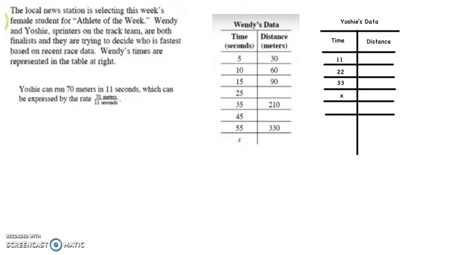All right, let's get into our first example. A local news station is selecting this week's female student for Athlete of the Week. Wendy and Yoshi, sprinters on the track team, are both finalists, and they are trying to decide who is fastest based on recent race data. Wendy's times are represented in the table at the right. It also says here that Yoshi can run 70 meters in 11 seconds, which can be expressed by the rate of 70 meters per 11 seconds.